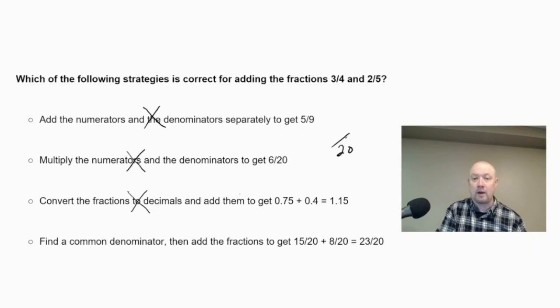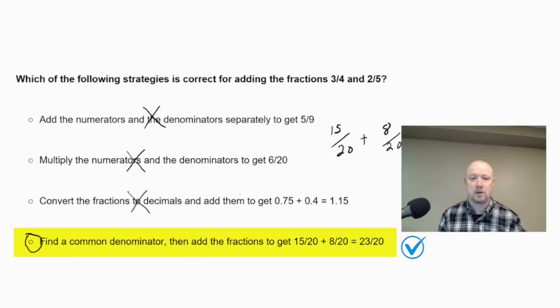When we convert 3/4 into 20ths, we have to multiply the 4 by 5 to get 20. So we'd multiply the 3 by 5 to get 15, plus 2/5 converted to 20ths. We would multiply the 5 by 4 to get 20, and then we would multiply the numerator by 4 to give us 8. And then if we add the numerators together, we get 23, and the denominator is going to stay the same. So the correct answer is the last choice.